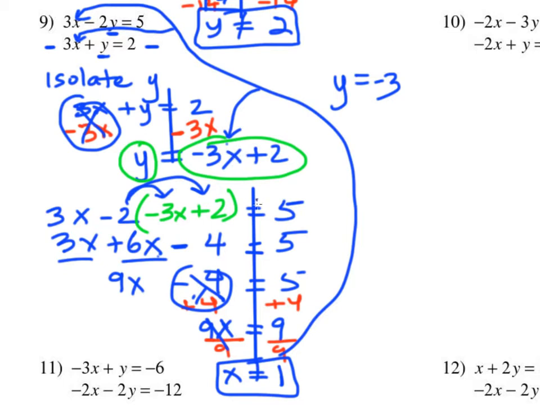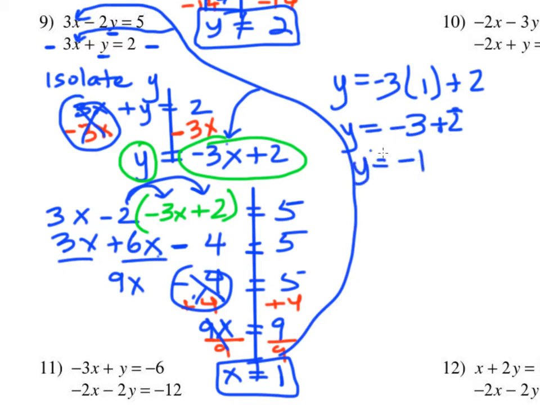Negative 3x. What is our x? We think x is 1 plus 2, right? There's plus 2. So negative 3 times 1, that's negative 3 plus 2. What is negative 3 plus 2? That is negative 1.